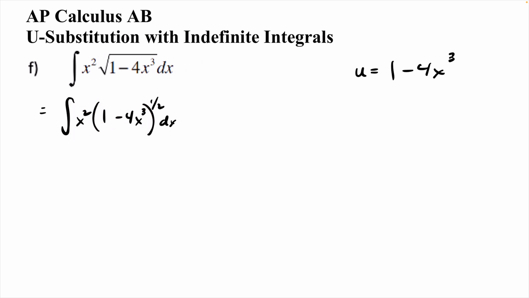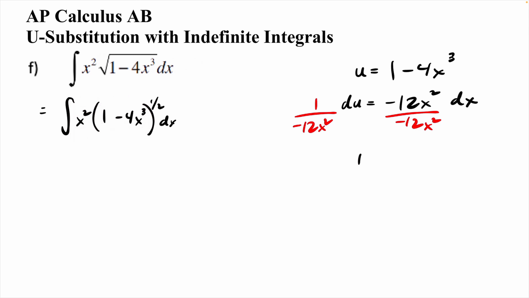Okay, once you do that step, everything kind of just rolls. Next thing, find the derivative of u, du. What's the derivative of u? Negative 12x squared, and then don't forget about a dx, right? Solve for dx. So I'm going to divide both sides by negative 12x squared. So I get 1 over negative 12x squared du equals dx.